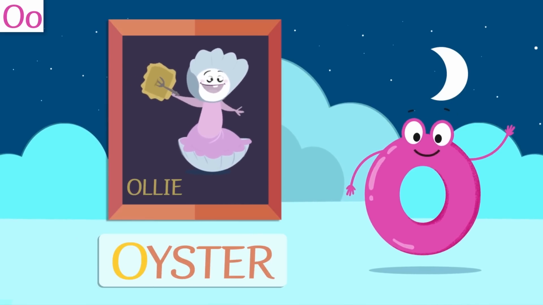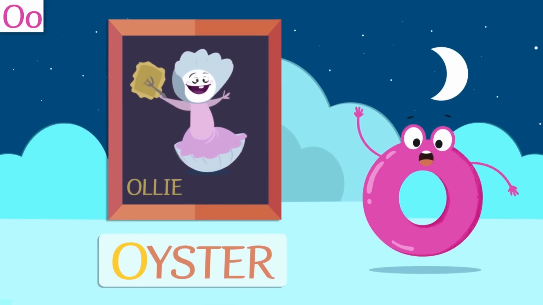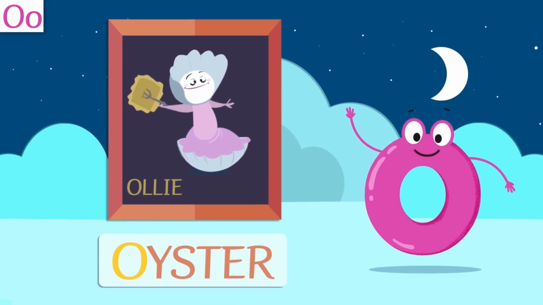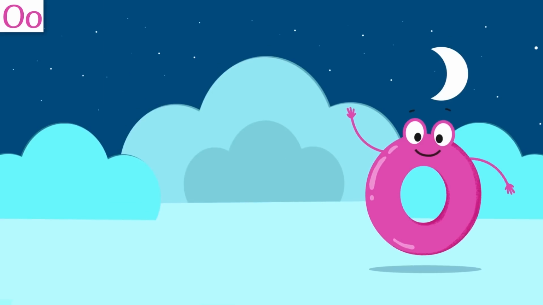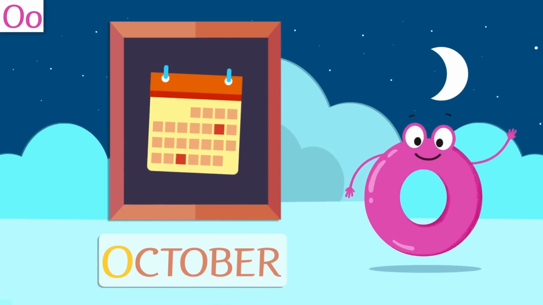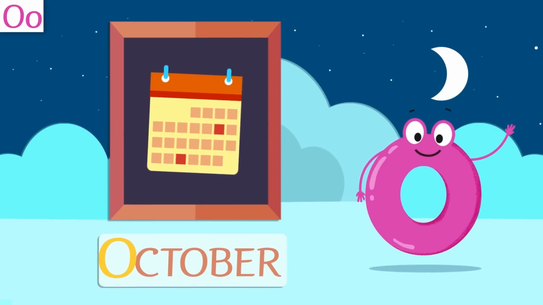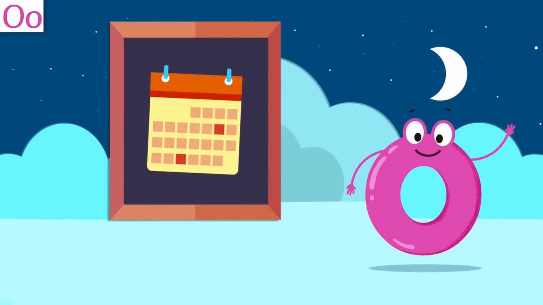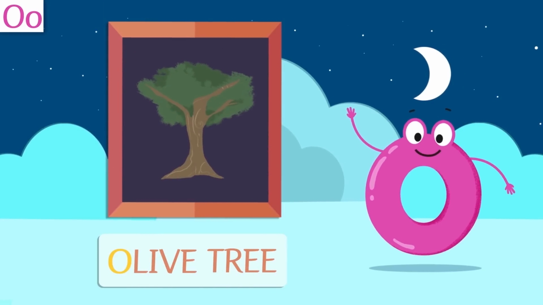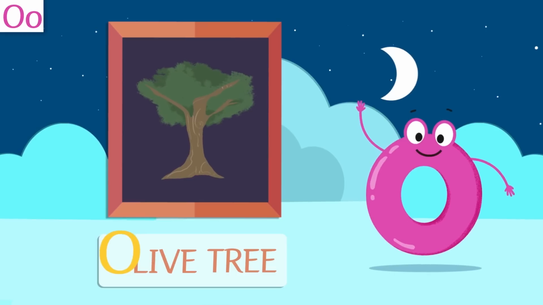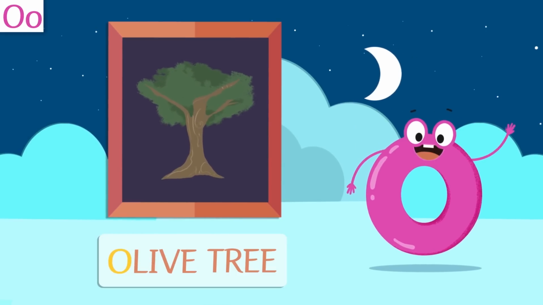The first one is oyster. Oysters live in the sea. Bye, Ollie! October starts with an O. What about this one? What letter does it start with? Oh, good job! We get olives from a tree. I love them.